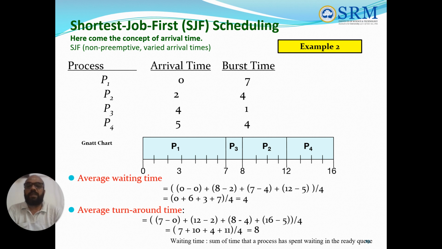And for completion time, P1 arrives at 0 and completes at 7, so 7 minus 0 is the turnaround time of P1. P2 arrives at 2 and completes at 12, so 12 minus 2. P3 completes at 8 but arrives at 4, so 8 minus 4. Finally P4 completes at 16 but arrives at 5, so it comes to 11. When we take the average, the value is 8.